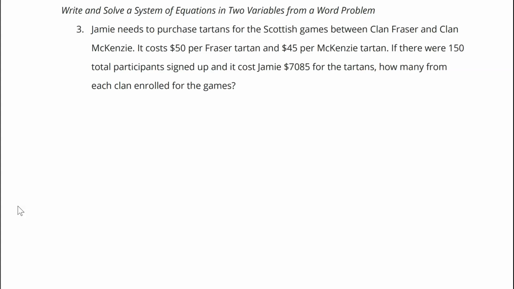For example, Jamie needs to purchase tartans for Scottish games between Clan Fraser and Clan Mackenzie. It cost $50 for Fraser tartan and $45 for Mackenzie tartan. If there were 150 total participants signed up and it cost Jamie $7,085 for tartans, how many from each clan enrolled for the games?